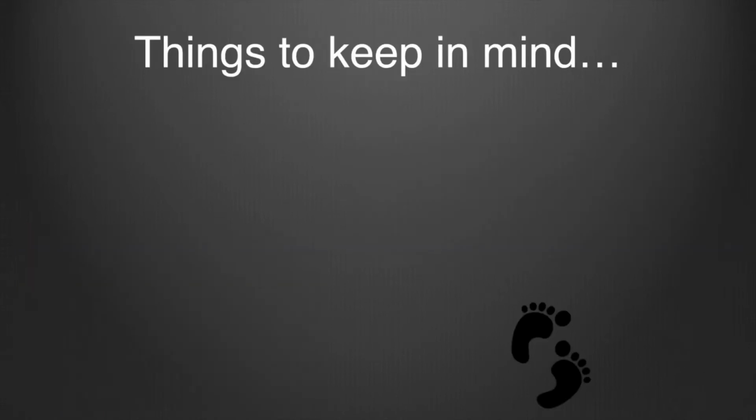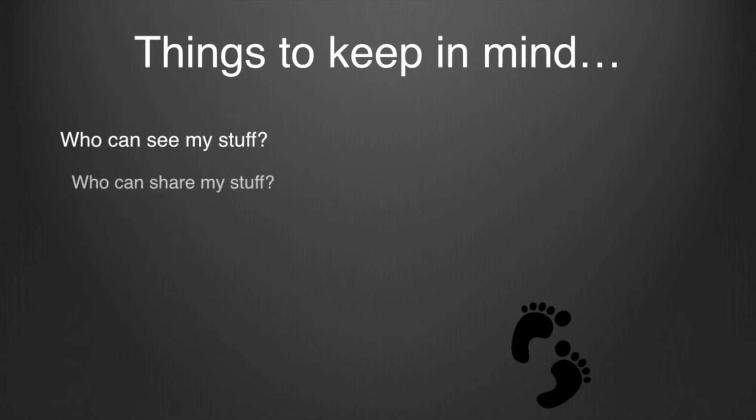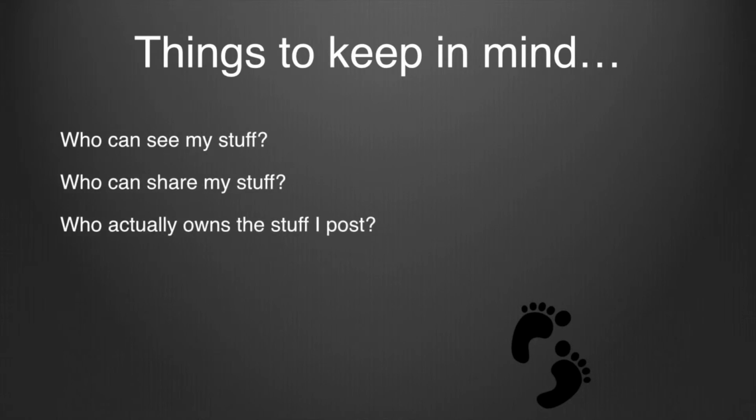When using different social media platforms, it is a good idea to ask, who can see my stuff? Who can share my stuff? Who actually owns the stuff I post? Each platform has its own terms and conditions, so you should carefully read each one. It will help you determine and control what happens to your stuff, such as who can see it and what can be done with it. This will help you manage your digital footprint, placing you more in control of who sees the digital footprints you are leaving. Some social media platforms actually have a built-in privacy tool to help you sort through some of this.